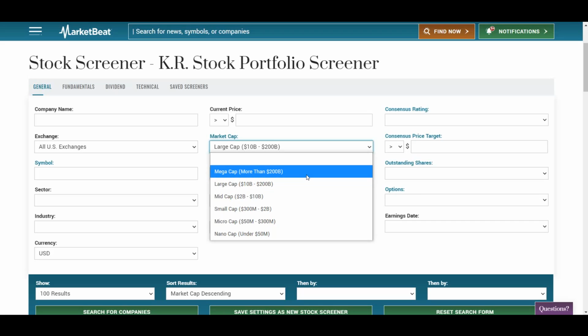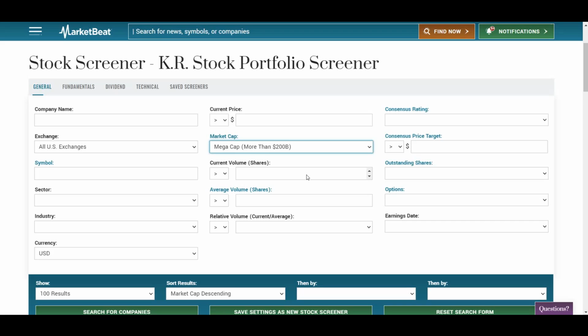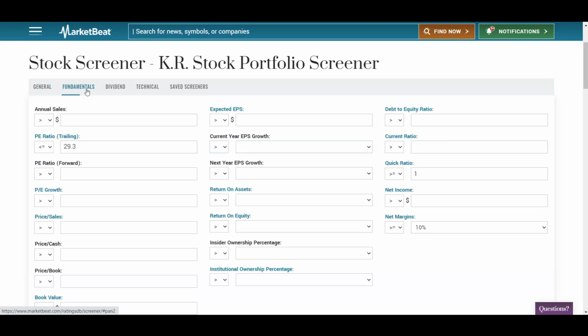So let's just say we're going to look at mega cap companies today. That's literally the only option I pick on that screen and move straight into fundamentals. You can see there's a lot more information on this screen, but don't let that faze you. I'm really interested here in P/E ratio. So P/E ratio trailing. Now you can see I've put a figure of 29.3 in there.